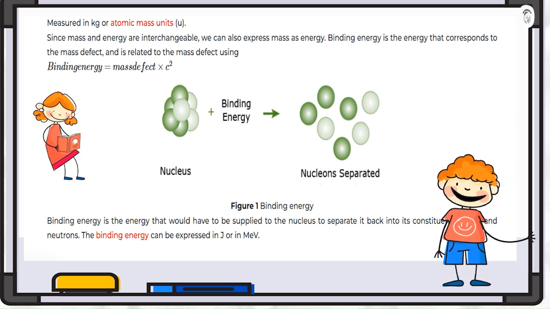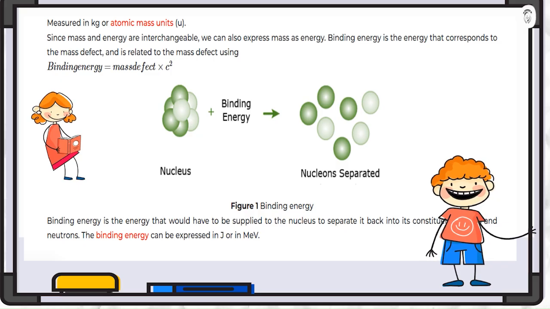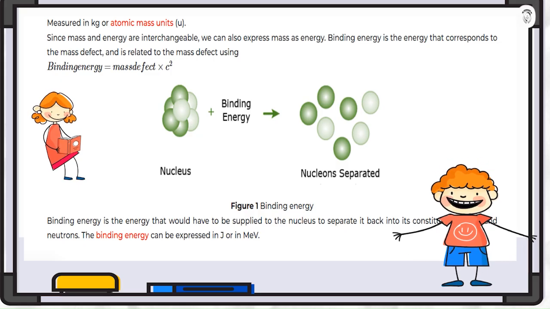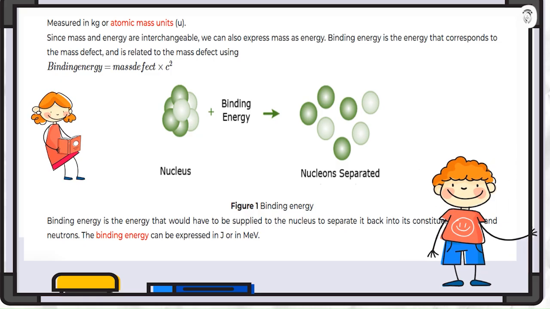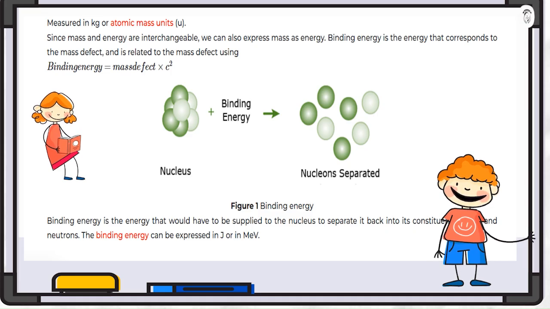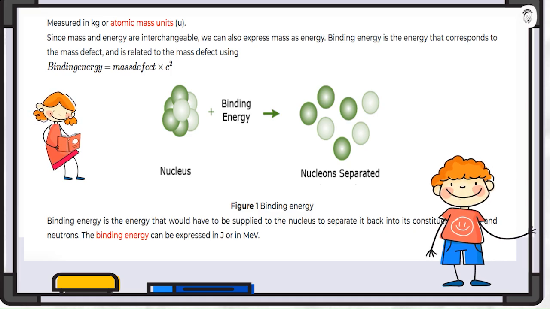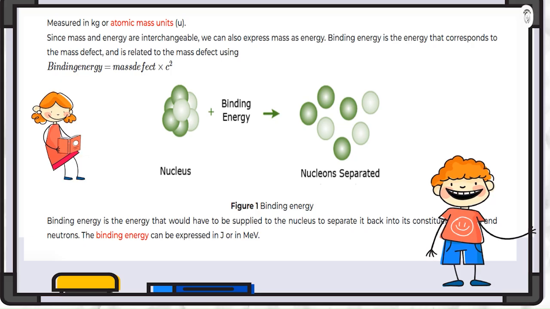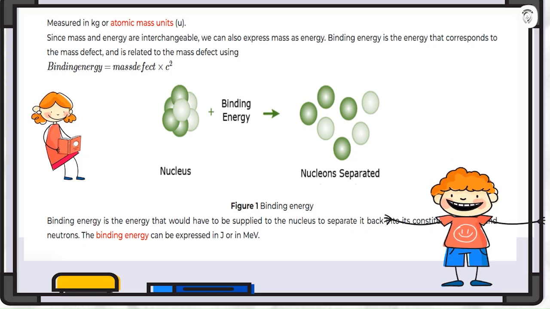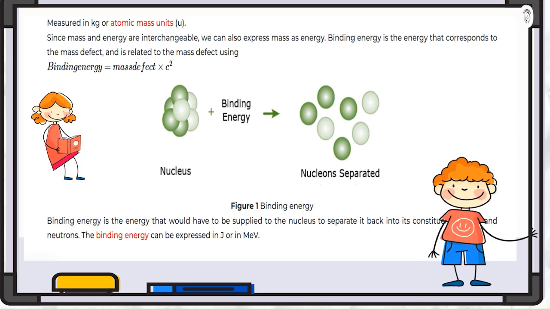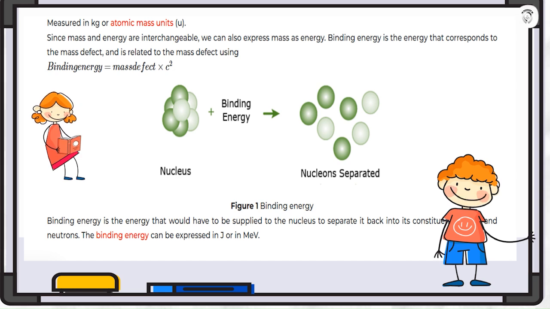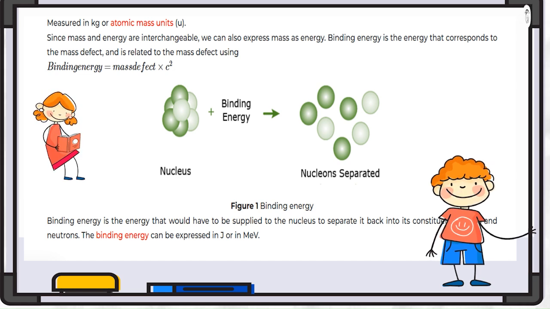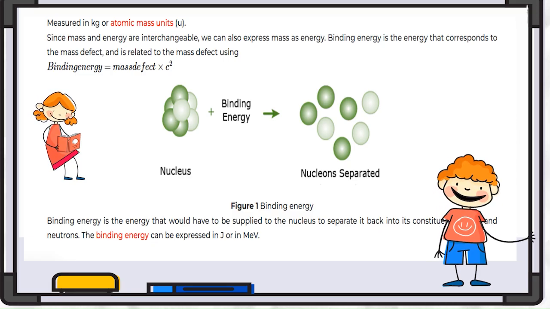If I want to explain the concept of binding energy, I would say that it is the energy that corresponds to the mass defect. What is the mass defect? Mass defect is that if you measure the mass of the separate nucleons and the mass of the nucleus, there is a difference in the mass. Why? Because the energy that we have supplied in order to separate that nucleus has also been converted to mass in the nucleons which are separated. So that is called the mass defect.